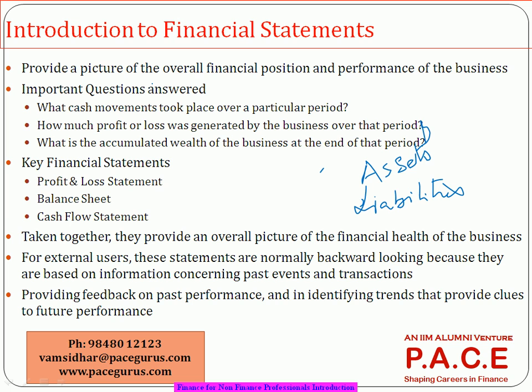I'll give a better example. Let's say first year, the only thing I have is a capital of 1 crore. Right? So in the balance sheet, what will be shown is the assets are a cash of 1 crore. I have 1 crore in my bank account. So I have 1 crore as a cash in my account.